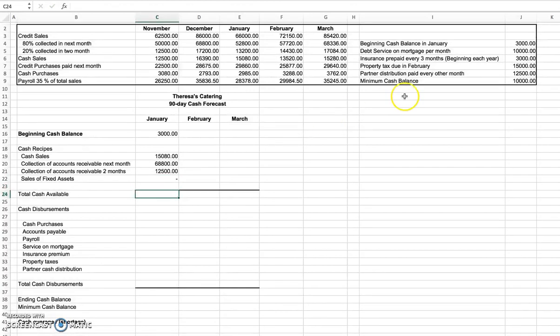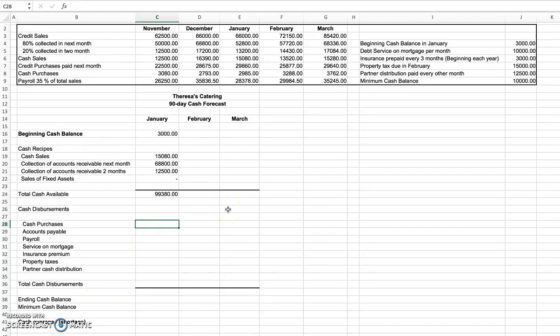So now we can get the sum of the money that's been coming in, plus whatever we had left over from the previous month, and we have our total cash available. This is the cash that's coming in January. Now we're going to take a look at our disbursements, or the cash that's coming out, our outflow.